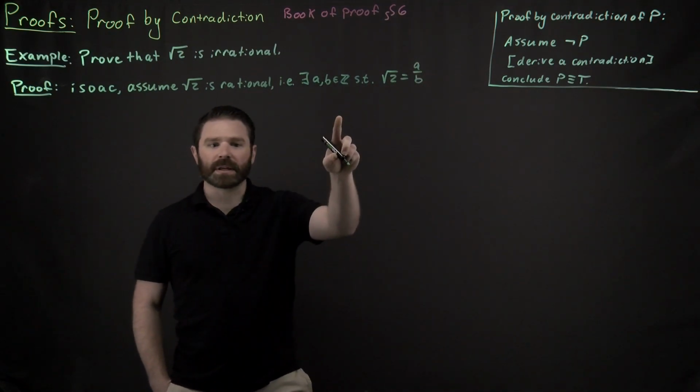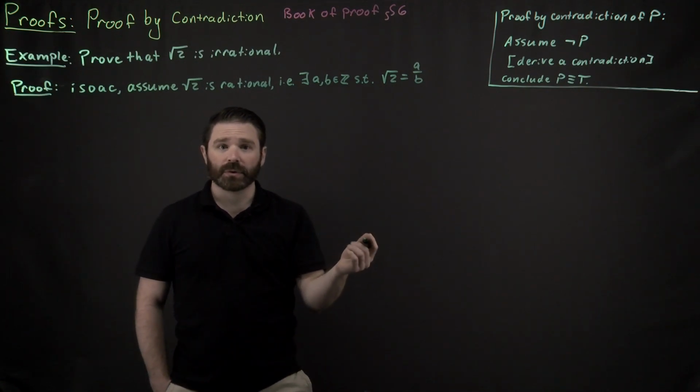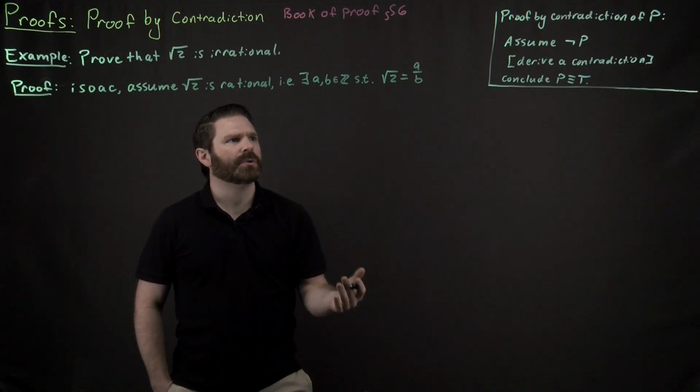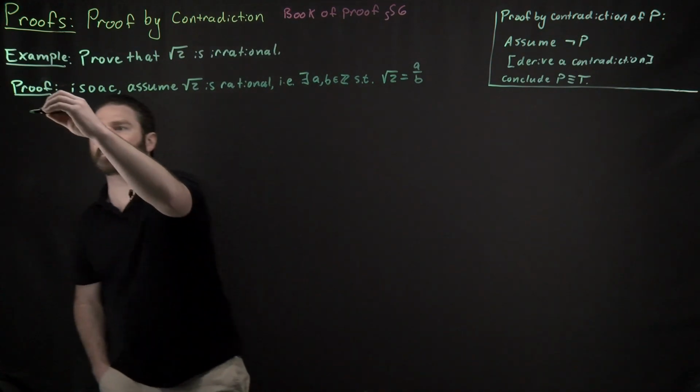So we're going to assume that there exist a and b such that we could write square root of 2 as its ratio. And in addition, we are going to assume that there are no common factors between a and b.